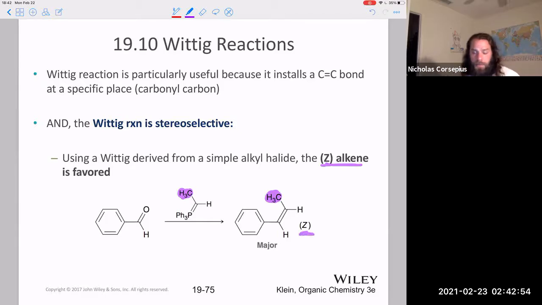I mean, the Z stereochemistry is almost never the thermodynamically favorable stereochemistry. So this is going to have something to do with the specifics of this particular reaction mechanism. You don't need to know it. Bottom line is you need to know that the Z alkene is favored, or the alkene where those big bulky groups are put on the same side.